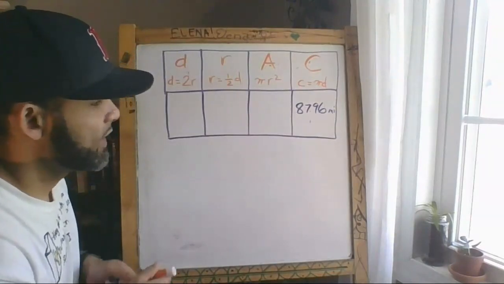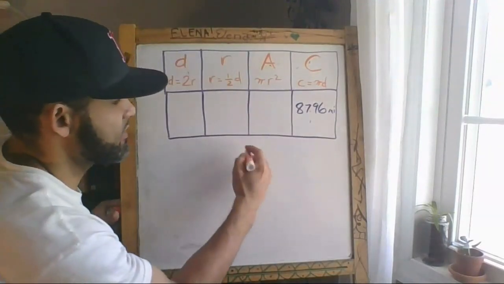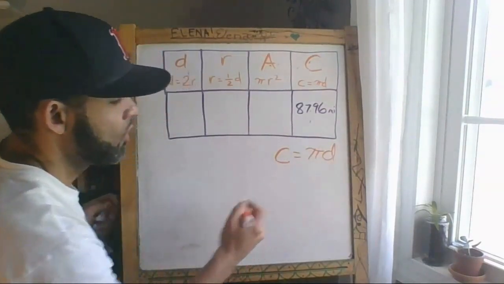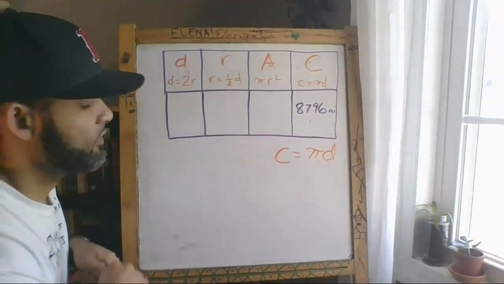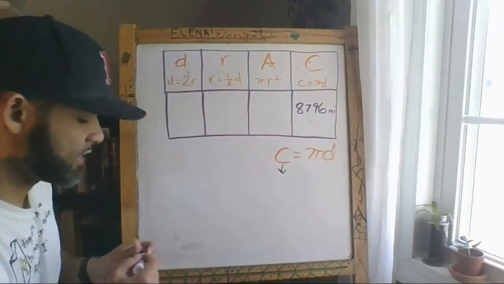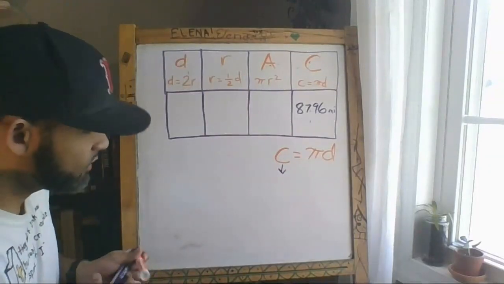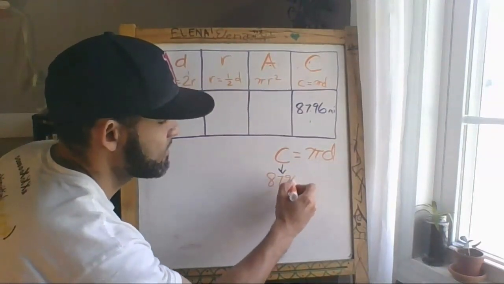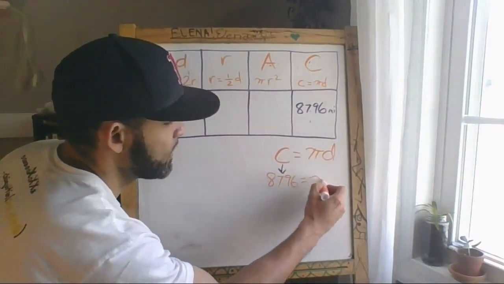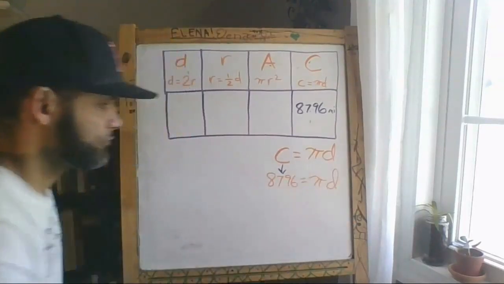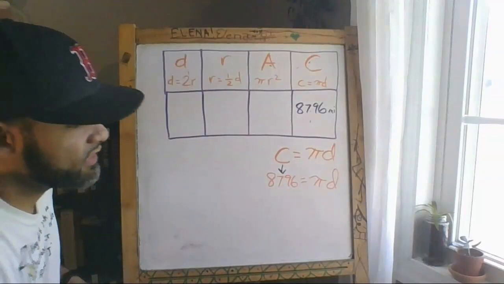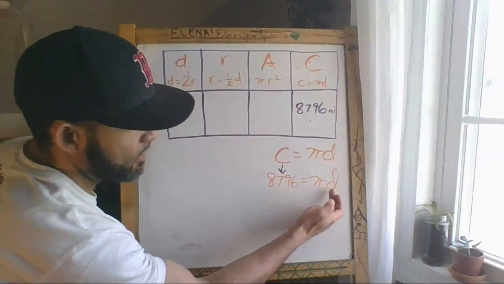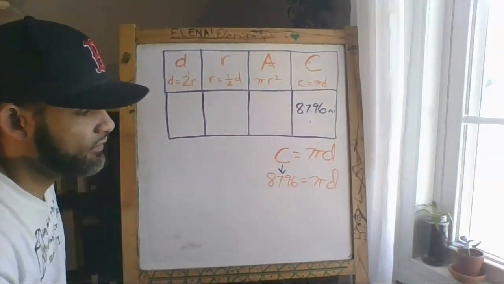Okay, so that 87.96, right? Circumference is equal to pi times the diameter. Well, we know what the circumference is, right? It's 87.96. So here we're kind of almost like working backwards now. 87.96 is equal to pi times the diameter. So we need to solve for this diameter, okay? This is being multiplied by pi, okay?